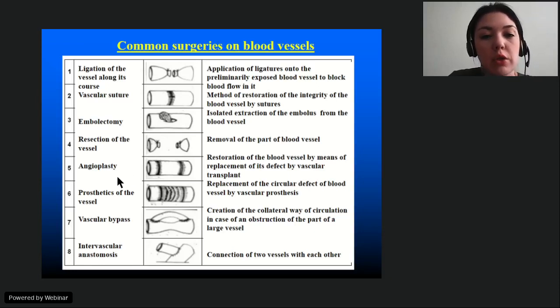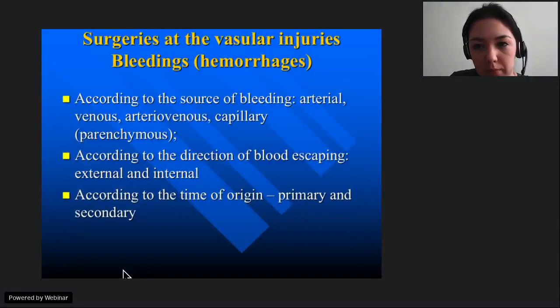Angioplasty, restoration of the blood vessel by means of replacement of its defect by vascular transplant. Prosthetics of the vessel, replacement of the circular defect of blood vessel by vascular prosthesis. Vascular bypass, creation of the collateral way of circulation in case of an obstruction of the part of large vessel. Intervascular anastomosis, connection of 2 vessels with each other. So we will try to discuss all of them today, one by one.